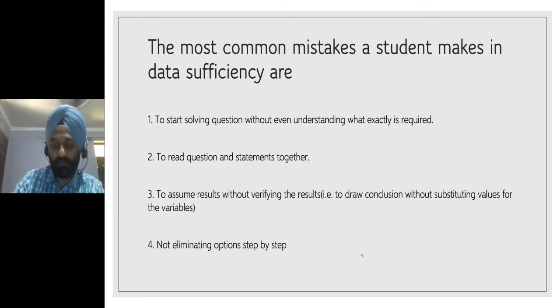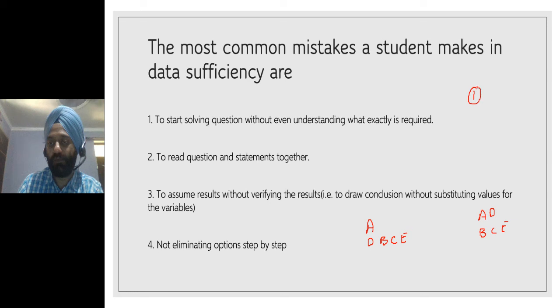Normally, if you have started GMAT data sufficiency questions, always write down your answer choices like this: A, D, B, C, E. I'm just taking two scenarios. Let's say it's A, D, B, C, E. Either way you can write, it doesn't matter. This is how I explain it to my students.